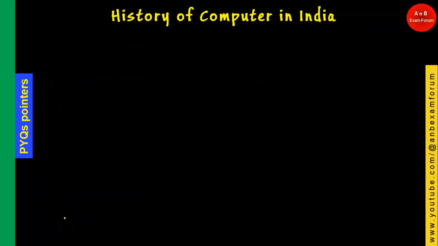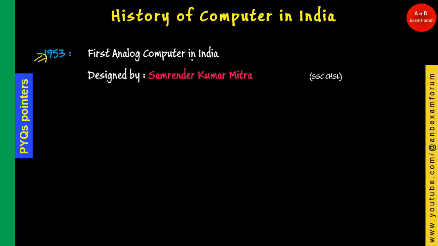The next one is the history of computer in India, and the history begins after independence, after Republic Day, that is in the year 1953. In 1953 the first analog computer in India was made. Okay, so who has done this? It was designed by a person whose name is very important to remember: Samrendra Kumar Mitra.